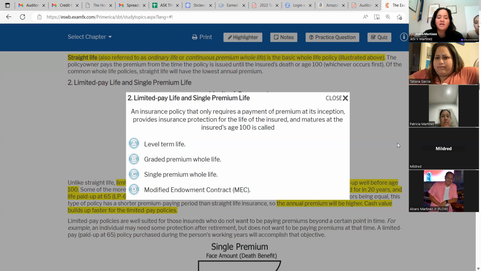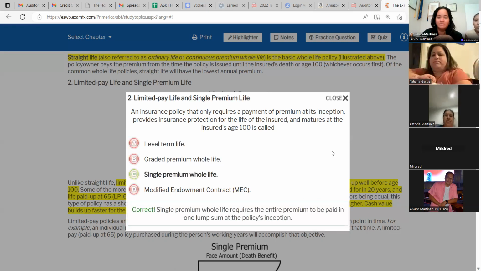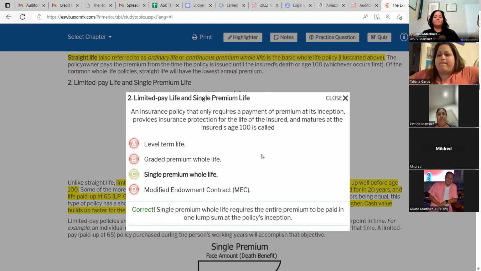I think so. Okay. An insurance policy that only requires payment of premium at its inception, provides insurance protection for the life of the insured, and matures at the insured's age 100 is called level term, graded premium, single premium whole life, or modified endowment contract. So it requires a payment of premium at its inception, meaning at the beginning. When you sign the contract, that's when it requires the payment. B. Mildred, we know it's not A or D. Single premium whole life. Exactly, because you're paying it once when you sign that contract, and then you're not paying again. It's a one-time payment. Okay.